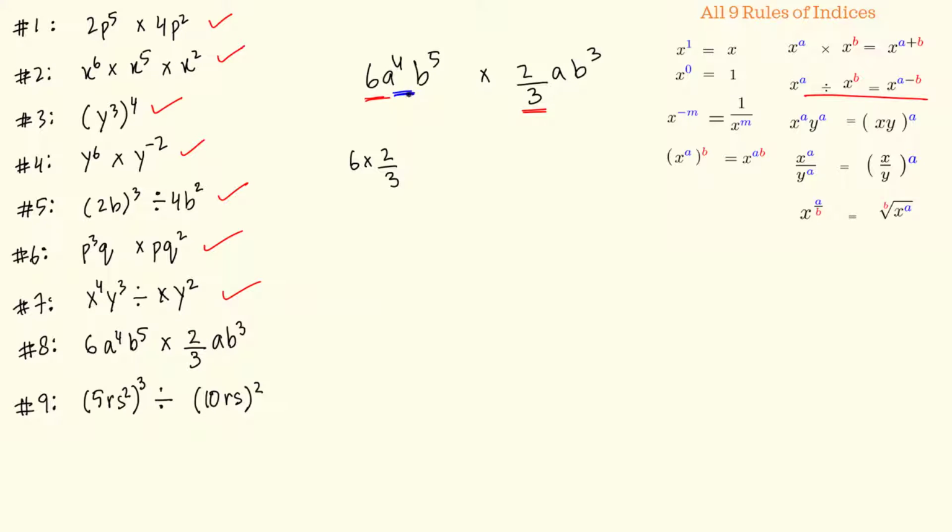This is my a in the first term and this is the a in the second term. So this becomes a to the 4 times a, and I'm going to multiply my b's in both the terms. So this becomes b to the 5 times b to the 3. And all of these are getting multiplied by each other. 6 times 2 upon 3 is 4.